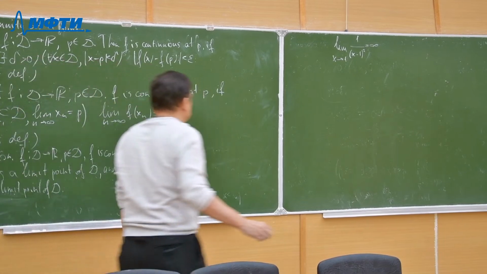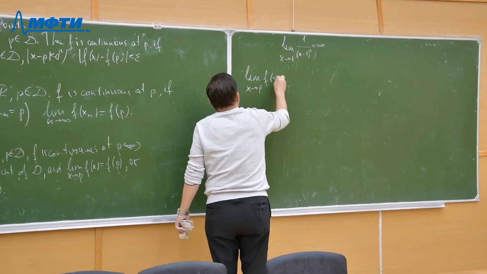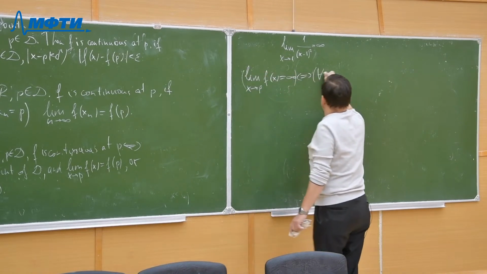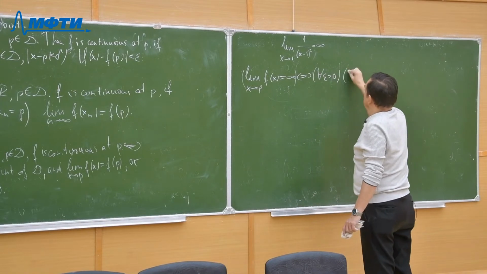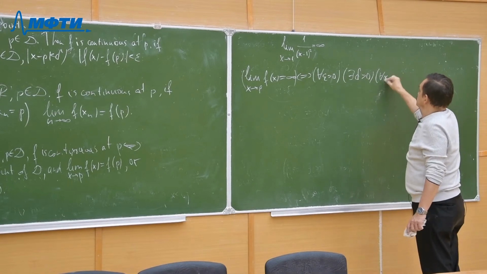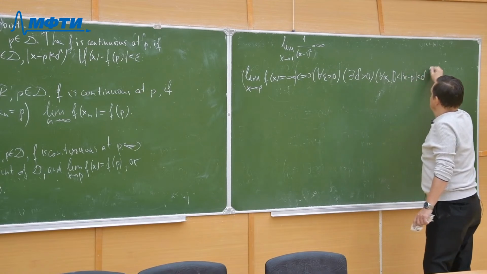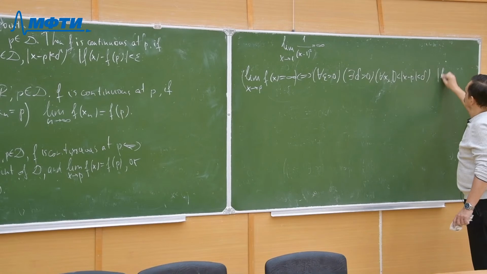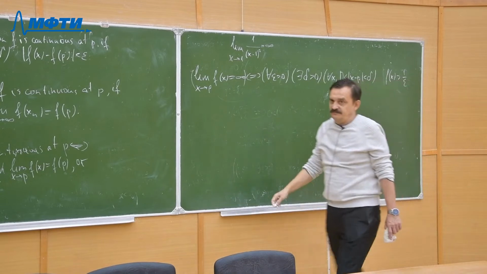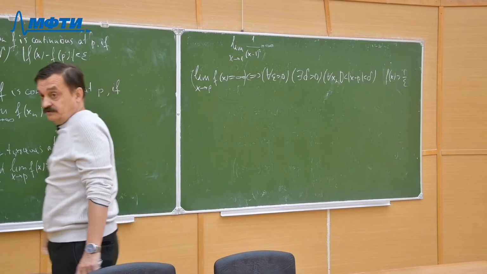The definition, limit as x tends to p of f of x is plus infinity, is by definition: for arbitrary epsilon greater than 0, there exists delta greater than 0 such that for all x with 0 less than |x minus p| less than delta, we have f of x greater than 1 over epsilon. So f of x is sufficiently large. That's it by definition. And we checked this by definition.